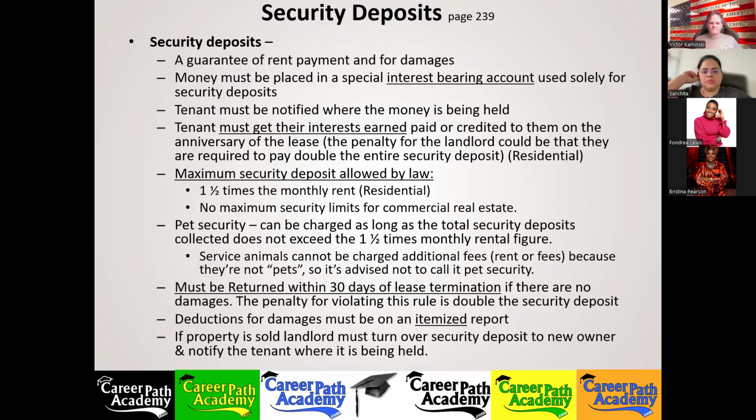If the property is sold, the landlord must turn over security deposits to the new owner and notify the tenant where it's being held, because it's their security.